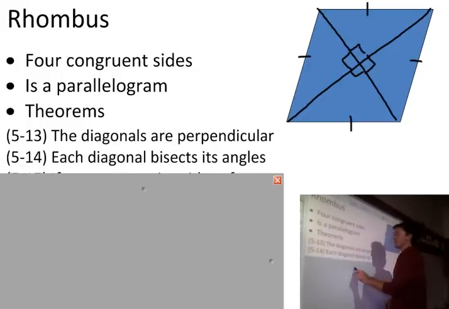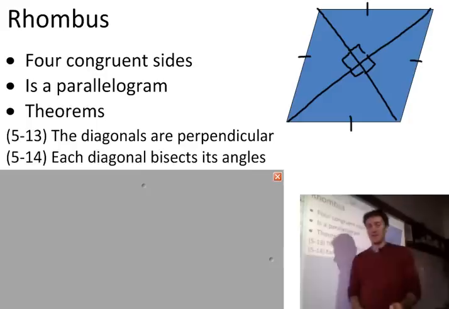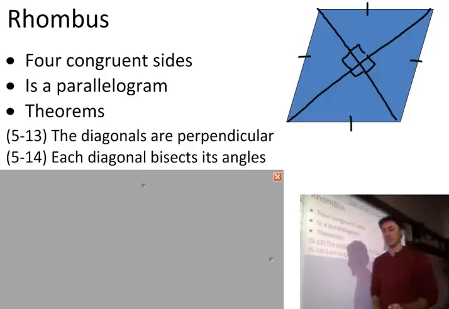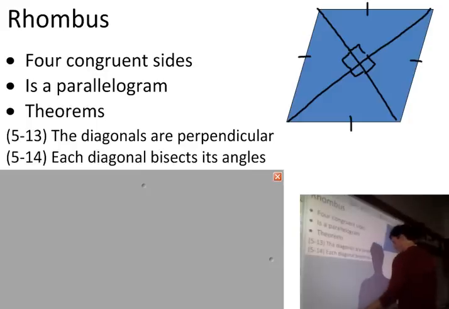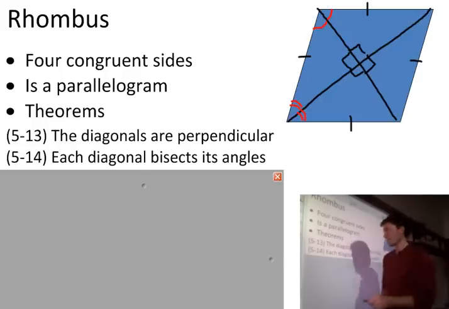Okay, another theorem that goes along with that one: each diagonal bisects its angles. So looking up at the top here, this angle is bisected, so those are congruent to each other. And then down here, these are congruent to each other because that diagonal is bisecting that angle.